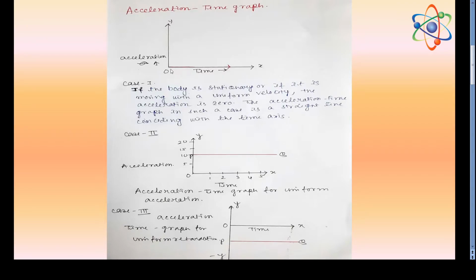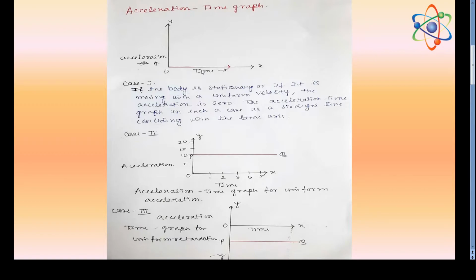So we can see over here, this is the x-axis, that is the time axis. OY is the y-axis, which is acceleration, and we can see this O here. This is a straight line which is coinciding with the time axis. So this is the acceleration time graph with uniform velocity.